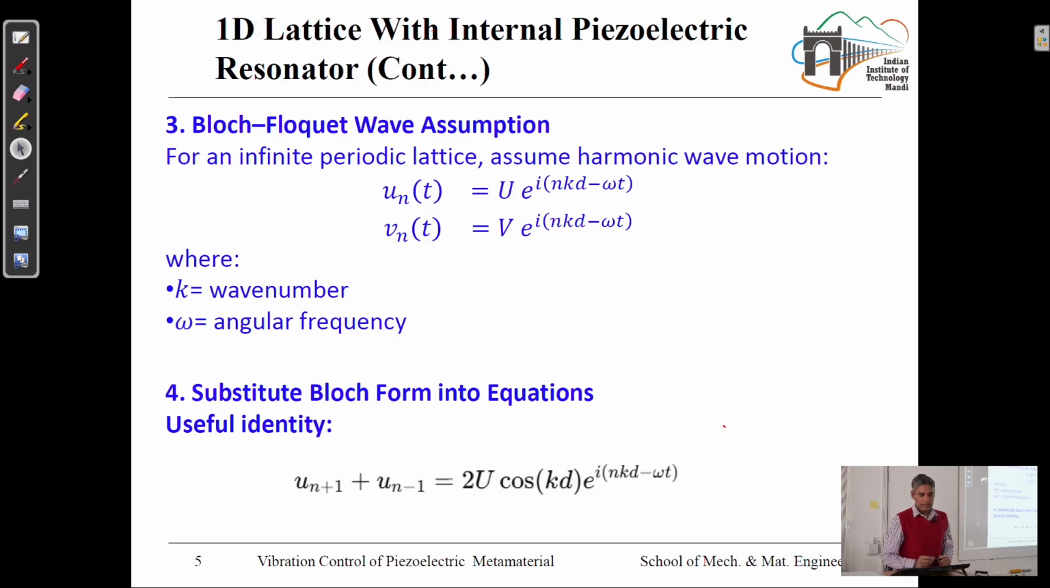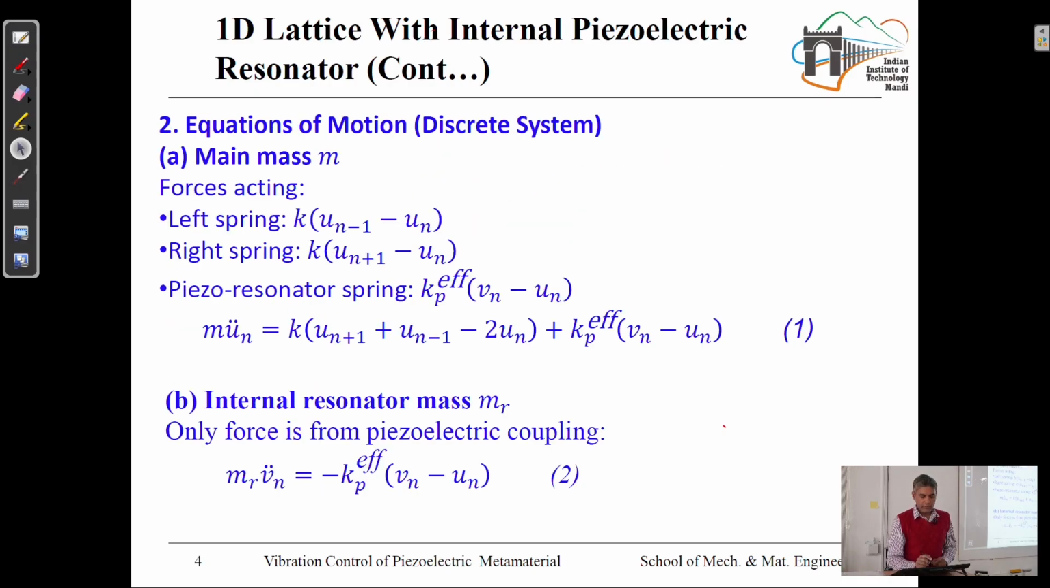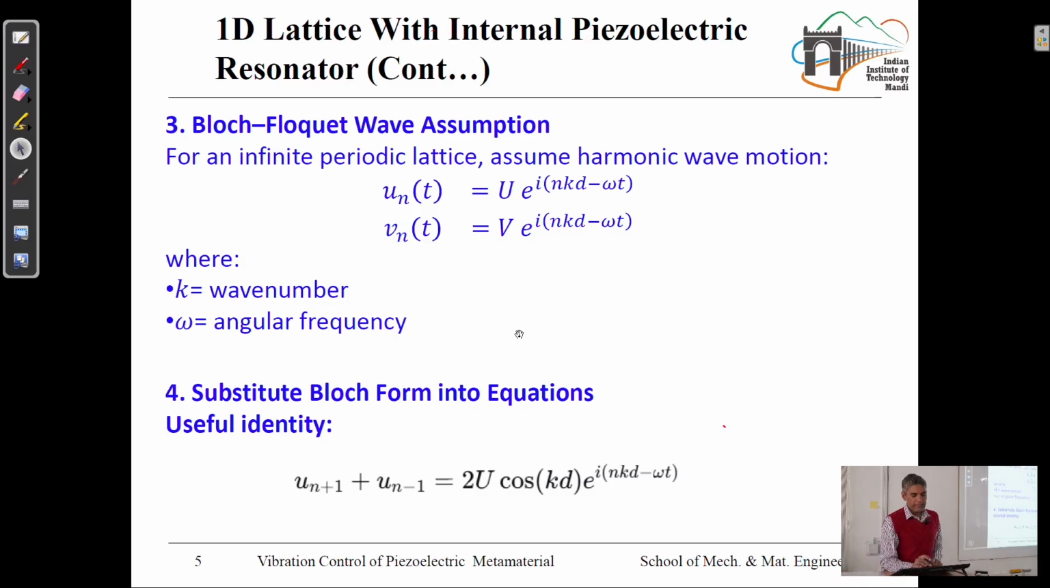Now, if you see this, since we want to use here un plus 1 and un minus 1, we have to substitute the value of u here, right? So we know the expression for un. We can write the same expression for un plus 1, right? So un plus 1 is equal to capital U e raised to power i n plus 1 k into d, minus omega t. Similarly, we will be having un minus 1 equal to capital U e raised to power i n minus 1 kd.